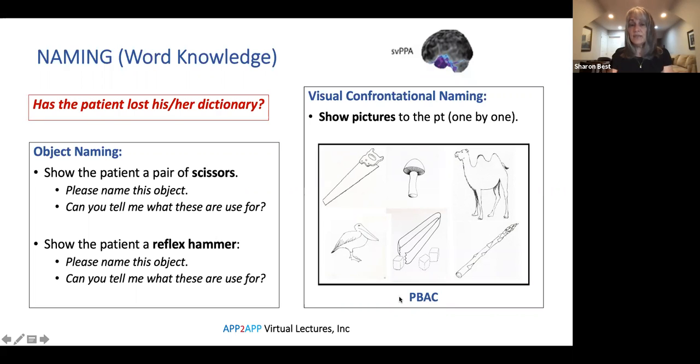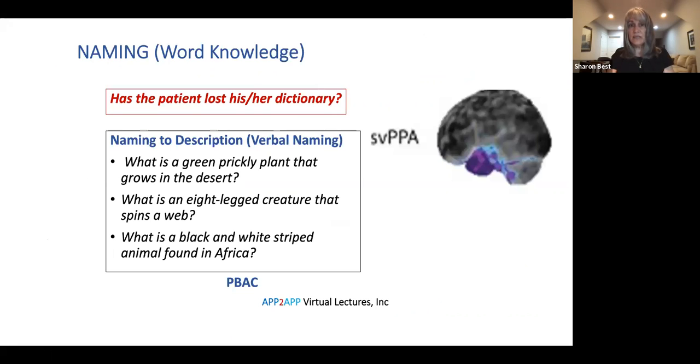This is from the PBAC, the Philadelphia Brief Assessment of Cognition. It was developed by some of the researchers at Penn. So this is part of the PBAC where the patient has to name 6 pictures. It starts with easier pictures and moves to pictures of less frequency that may be a little more difficult for them. So again, we would expect impaired picture naming, also called visual confrontational naming, for a patient with semantic variant PPA. But remember, we'll probably see an impaired picture naming with all PPAs. But this will be one of the core criteria that's required to be there for you to make that diagnosis.